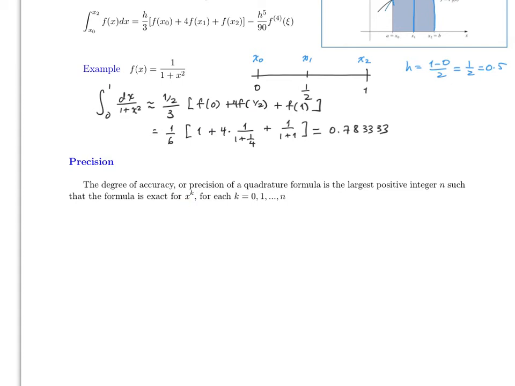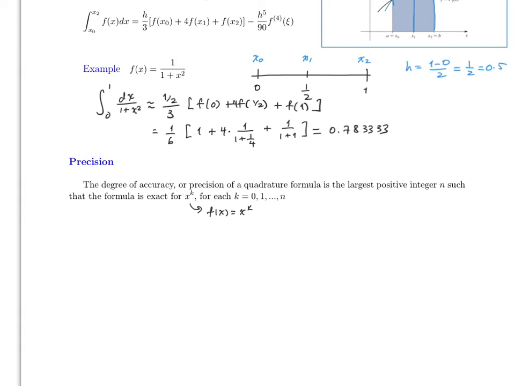That means that if you integrate this function over here, referring to f of x equals x to the k, and this gives you the exact same integral by doing a regular integral or doing the method, then the highest value of k will be the precision of this method, meaning that there is no difference between the actual integral and doing the method.